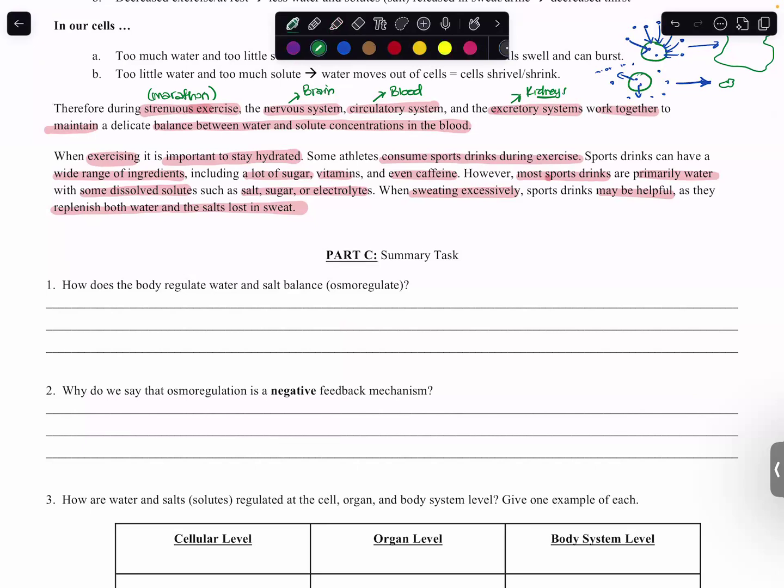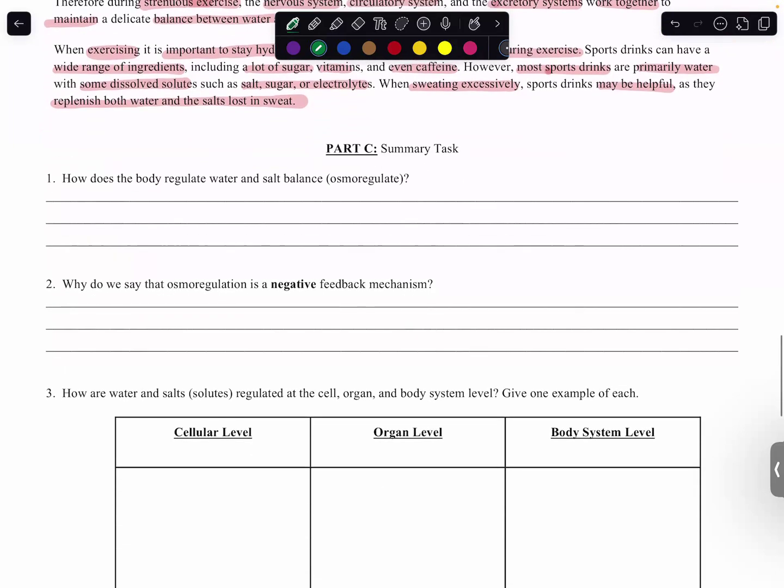Now, part C, summary task. How does the body regulate water and salt balance, osmoregulate, right? So this is just asking you to describe osmoregulation, right? Water and salt balance. When this is too high, this happens. When this is too low, this happens. How do we regulate that? Not going to answer it for you. This is all you, a summary task.